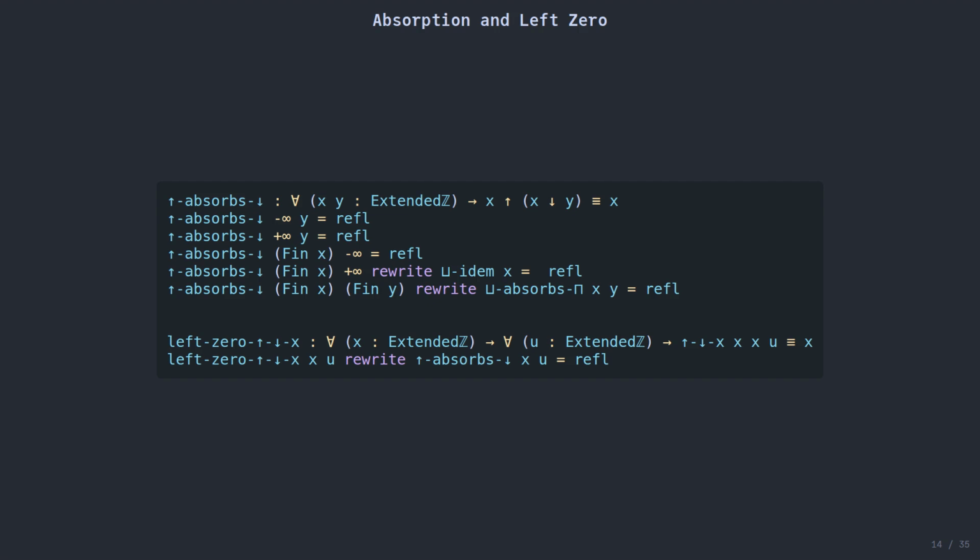This absorption law is then used to show that for any number x, clamping x with any upper bound u always returns x. Bird calls this a left zero. The idea is important. During a fold, if the accumulator ever reaches this left zero state, the computation can short circuit. No further work is needed because the result will not change.